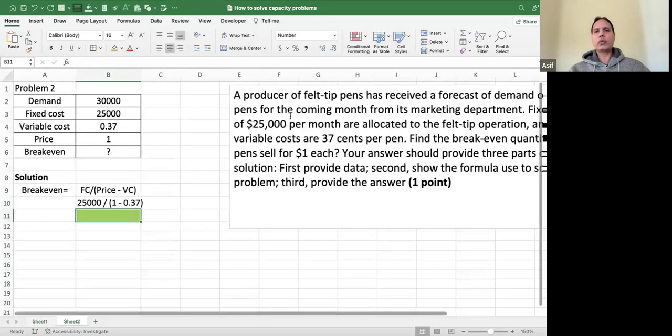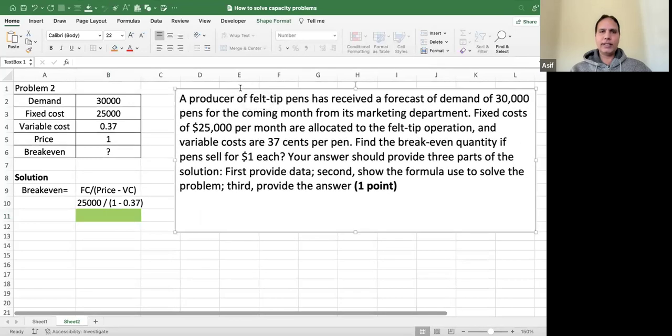Now let's move to the next question. And the next question is calculating break-even point. And again, this is the question from the assignment. It says, a producer of felt tip pens has received a forecast demand of 30,000 pens for the coming month from its marketing department. Fixed cost is 25,000 per month.